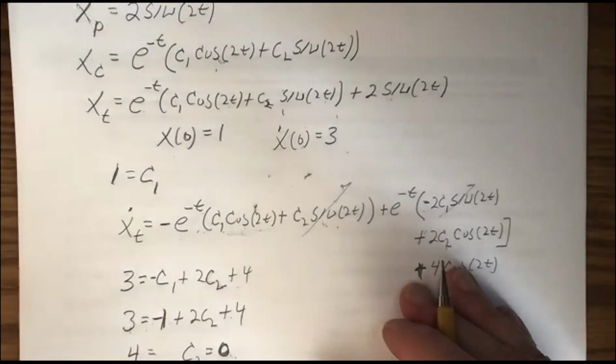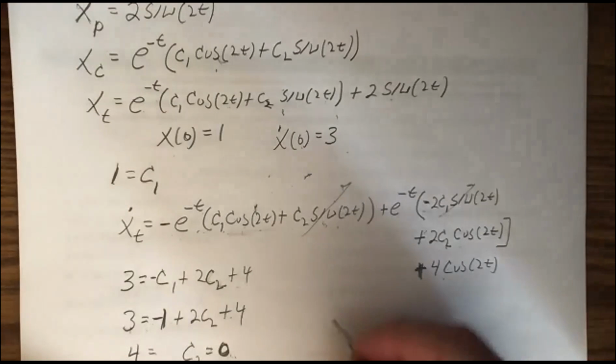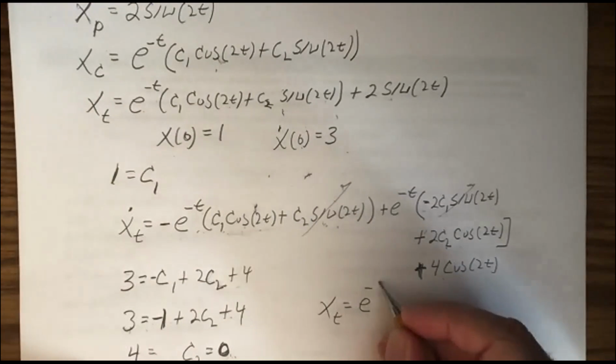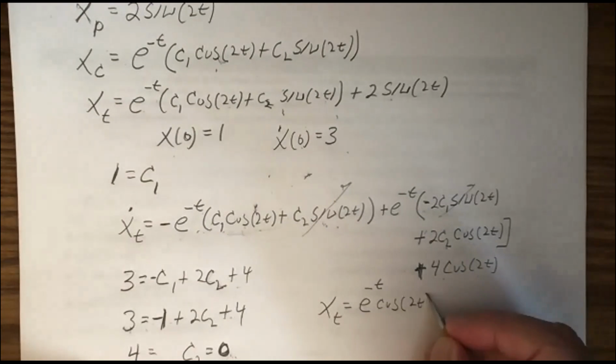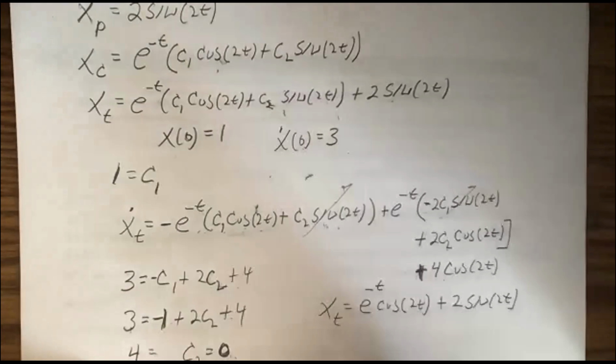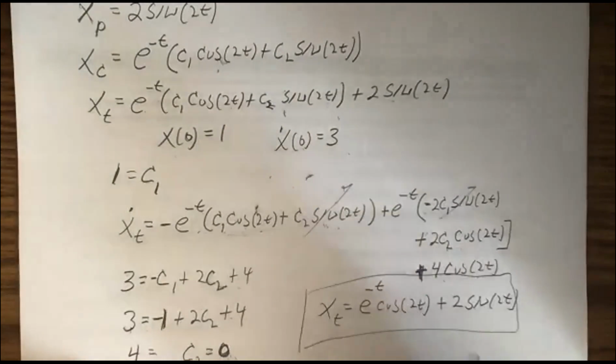All right. So now we're done. My final answer is going to be e to the minus t cosine of 2t plus 2 sine of 2t. Okay, so that's it. That's the final answer.